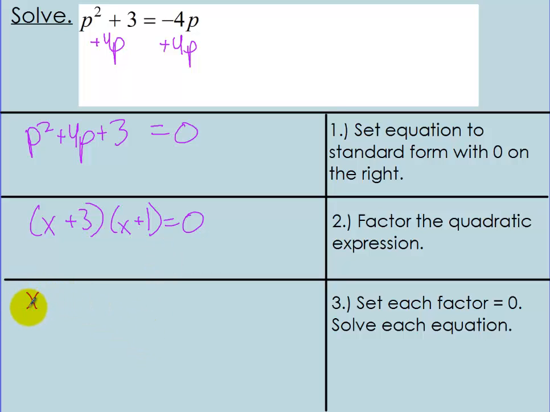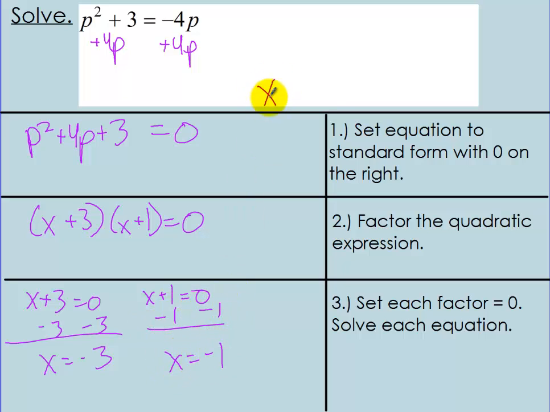Now I want to set each of those factors equal to 0, and x plus 1 equals 0. And solve for x, isolate the variable, x equals -3 here, subtract 1 over here, and x equals -1. So your solutions are x equals -3 and -1.